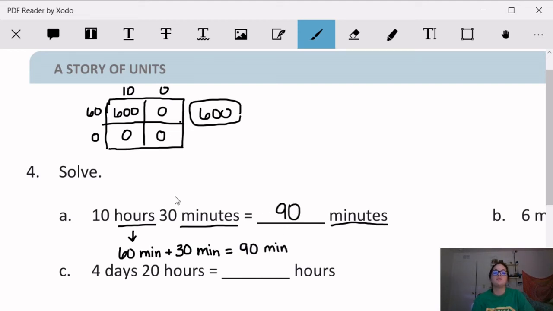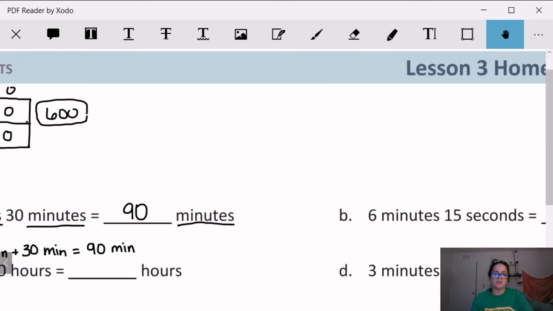Some of us forget to add on these last parts. When we have a mixed unit, some of us forget to either turn the second part into whatever unit we're turning into, or forget to add it on. So just make sure that you are thinking about that when you're working with mixed units.